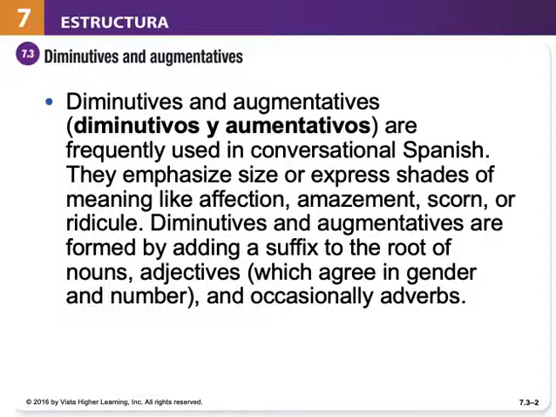Diminutives and aumentativos, diminutivos y aumentativos, are frequently used in conversational Spanish. They emphasize the size or express shades of meaning like affection, amazement, scorn, and ridicule. Diminutives and aumentatives are formed by adding a suffix to the root of nouns and adjectives, which agree in gender and number, and occasionally adverbs.